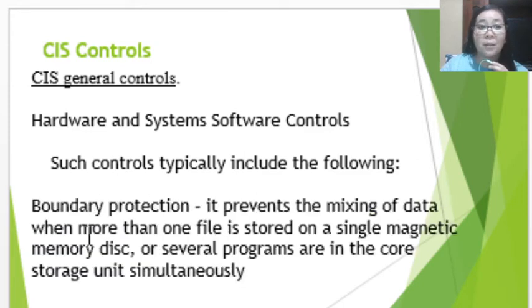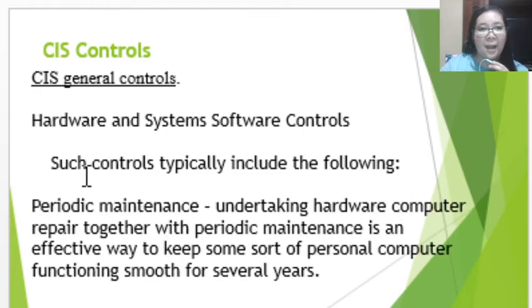Another control is boundary protection. So it prevents the mixing of data when more than one file is stored in a single memory disk or several programs are in the core storage unit simultaneously. So this is to prevent the mixing of data. And lastly is the periodic maintenance. So this is an undertaking, hardware computer repair together with periodic maintenance is an effective way to keep a personal computer functioning smoothly for several years. So meaning the computer system should undergo periodic maintenance or upgrading so that it can still be used for many years. So that's for the hardware and system software controls.